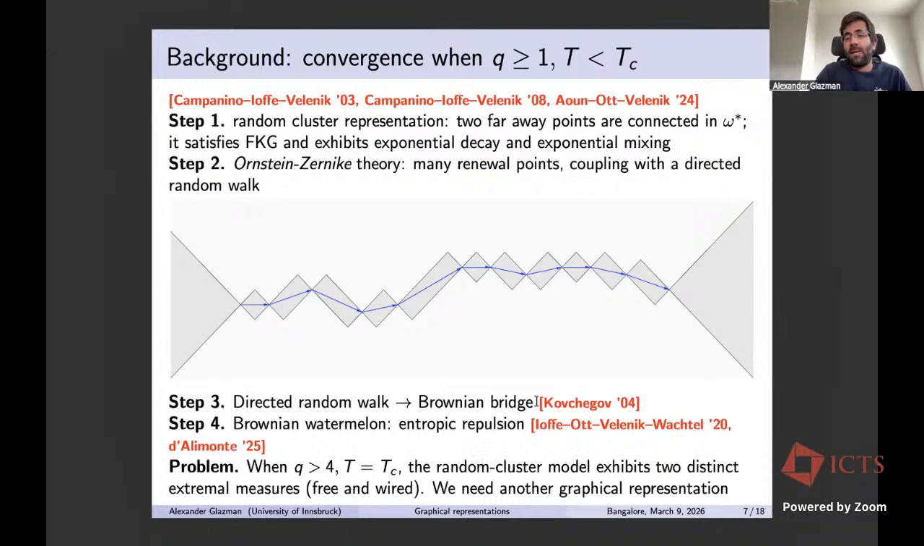Well, the main problem with applying this approach to t equals tc is that in fact the random cluster model at this point exhibits two distinct extremal measures, free and wired. So before, for t below tc, there's just one measure, which is wired. And for t above tc, you have two, free and wired, and you cannot hope to have such a strong exponential mixing statement. Somehow, if you see some configurations even far away, you will still know in which state you are, free or wired. Which means that you actually need a different graphical representation.